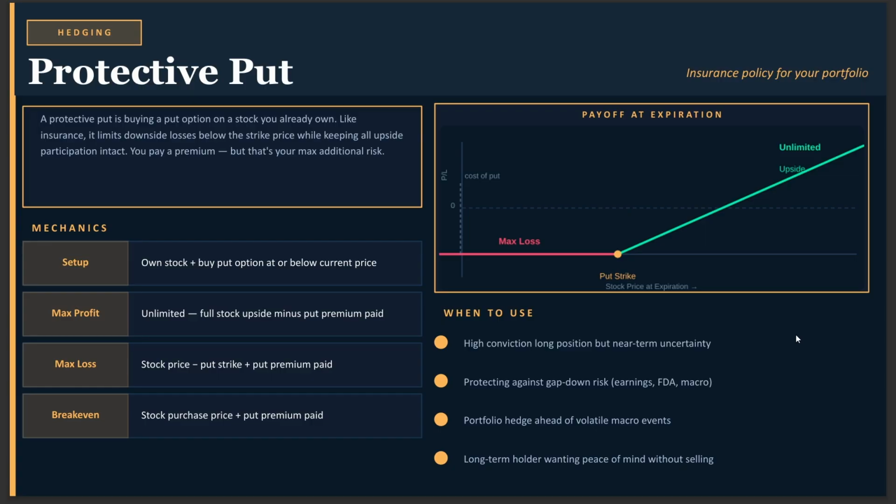So instead of like, oh, I'm in a small gain right now, and I think this has a lot of long-term potential, but I don't want to deal with the pain of the downside, you can buy a put instead of just selling your shares and having to focus on where do I want to rebuy, right?